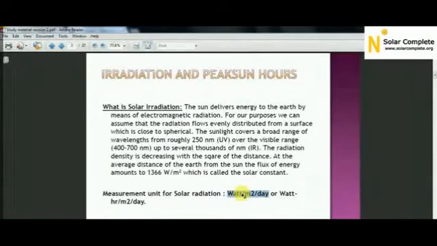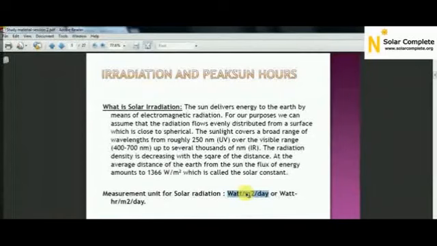Now, per meter square per day means we will be measuring solar power on 1 meter square area of solar panel, and we will be measuring it on a single day. So on a single day, right from sunrise to sunset, whatever solar power is available on 1 meter square area of solar panel, your pyranometer will display.